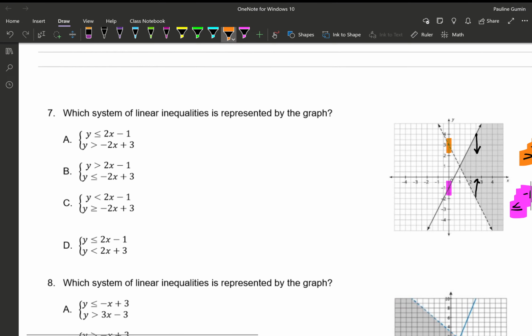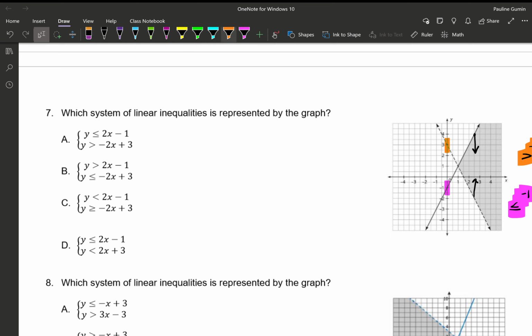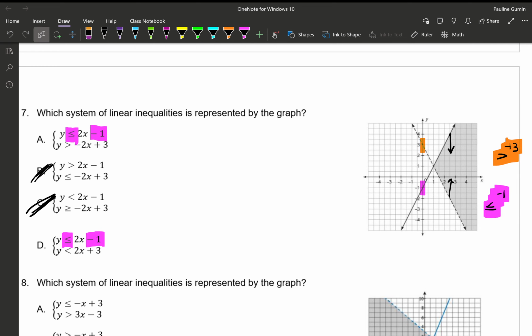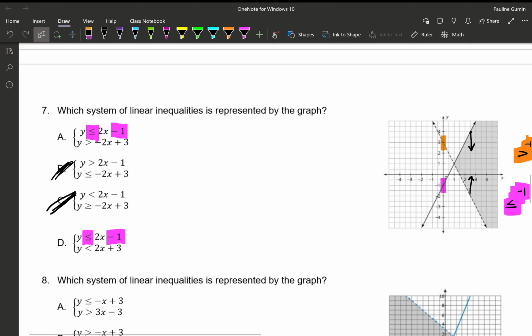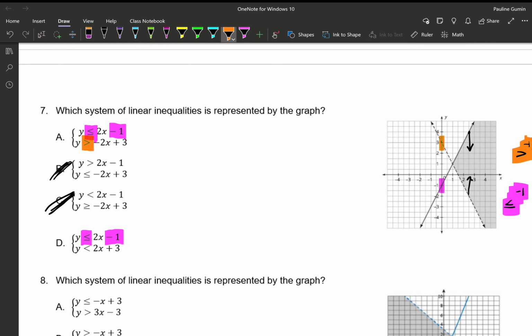Now I'm going to look through my options. Okay, so the -1 should have a less than or equal to. -1 less than or equal to. Perfect. So I can cross off B and C. The dashed line, +3 greater than. There should only be one option. Whew, thank goodness. It's just A.